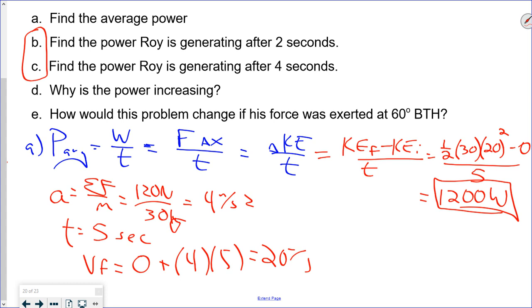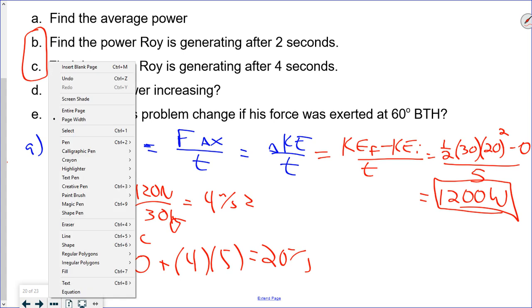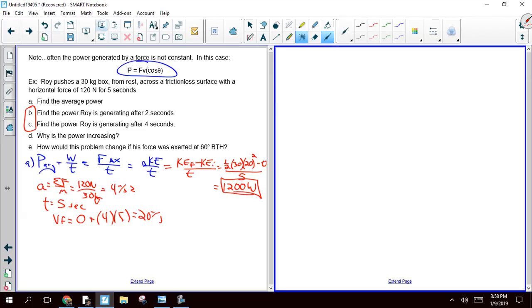All right. So let me do this. Oops. Insert blank page. Let's go dual page. All right.